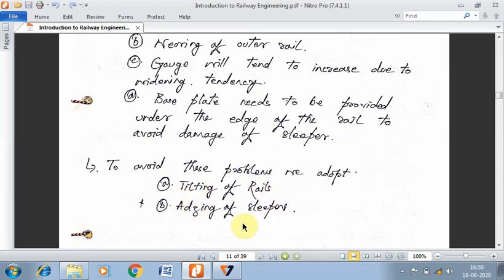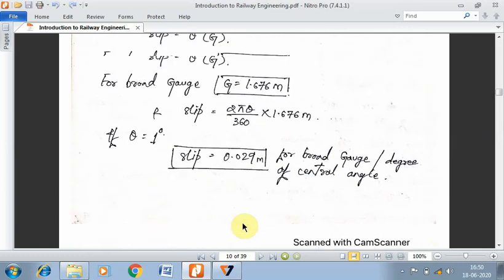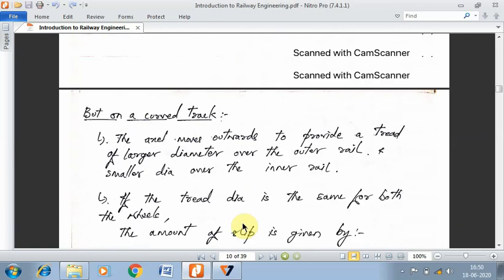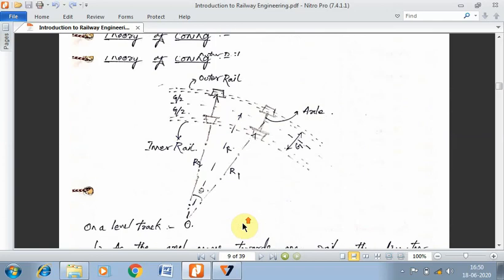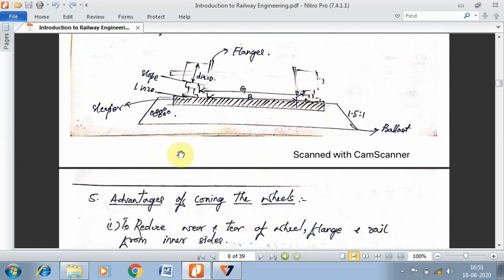As I told you, just providing coning of wheel is not enough. You will have to tilt the rail as well, like this, and also there has to be a platform of slope 1 in 20, which needs to be provided on the surface of the sleeper. So this is called adzing of sleeper. So one is coning to be provided, second is tilting of rails to be provided, and then the adzing of sleepers to be provided. Now all these three will have to be with the slope of 1 in 20.